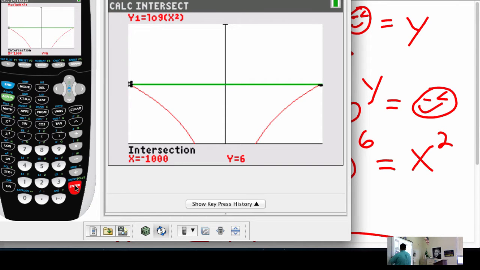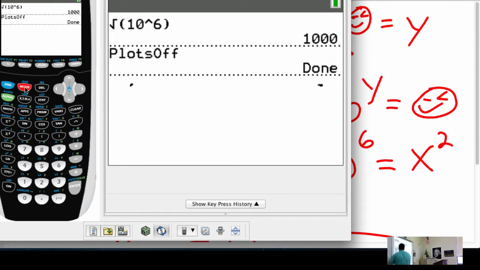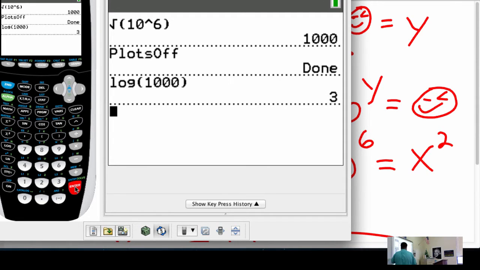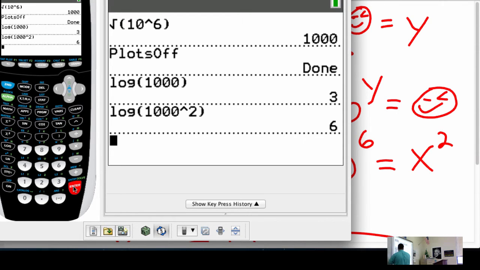One last way to double check that, go into your main screen and just take the common log. Whoops, let's erase those. Just take the common log of 1,000 and see what you get. Okay. Oh, wait, it's not 1,000. What was it? It was x squared, right? So it should be 1,000 squared, right? Boom. And then if we did the same thing with the negative 1,000, we get the answer.